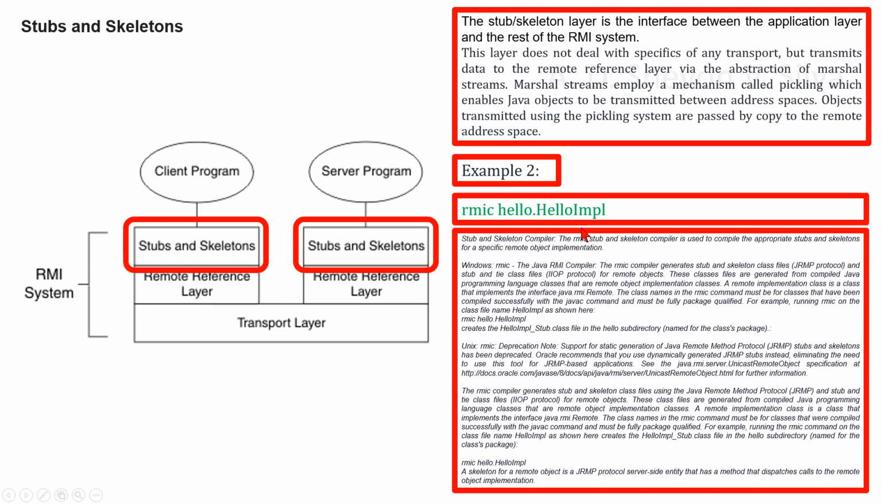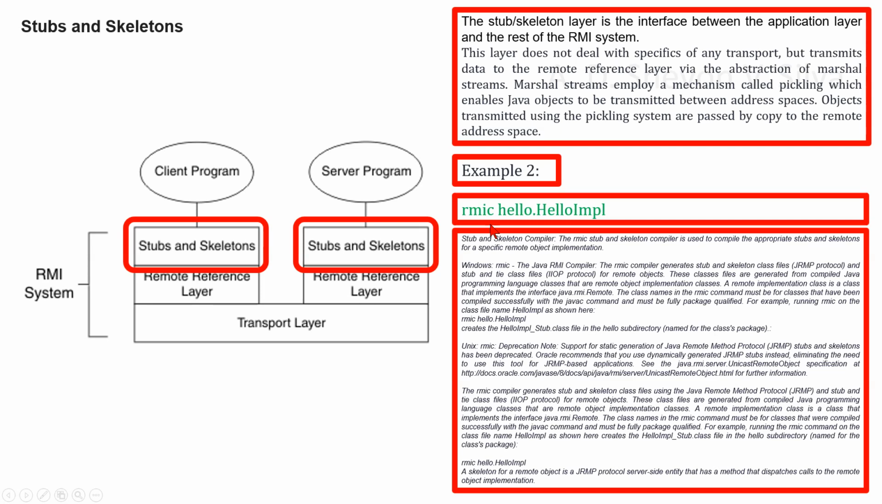In Unix, RMIC deprecation note: support for static generation of Java Remote Method Protocol JRMP stubs and skeletons has been deprecated. Oracle recommends that you use dynamically generated JRMP stubs instead, eliminating the need to use this tool for JRMP-based applications. The RMIC compiler generates stub and skeleton class files using JRMP, and stub and tie class files using the IIOP protocol for remote objects. These class files are generated from the compiled Java programming language classes that are remote object implementation classes.